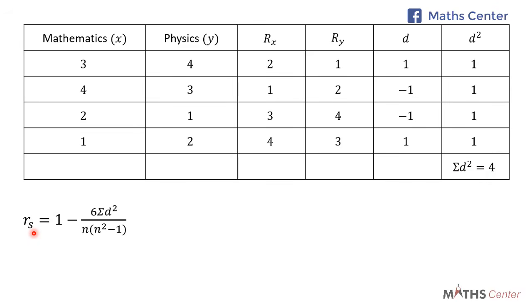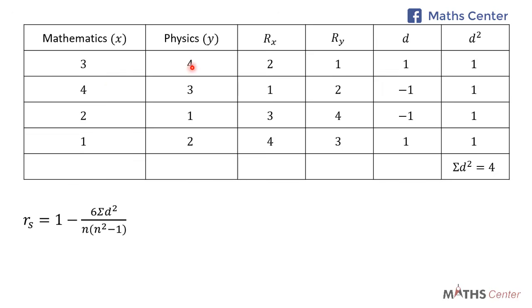The Spearman's rank coefficient of correlation is given by the formula 1 minus 6 sigma D squared divided by n into bracket n squared minus 1. Now, what is n? N is the number of data points. You see here, we have 4 data points.